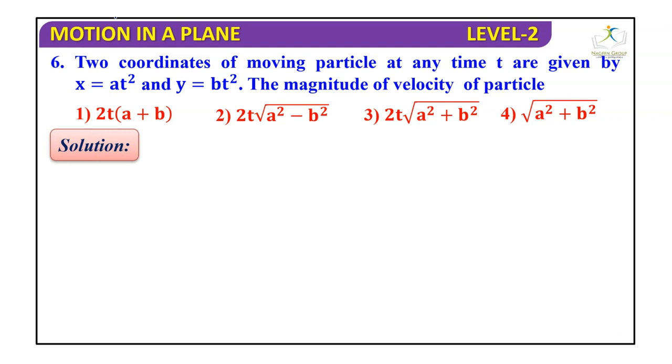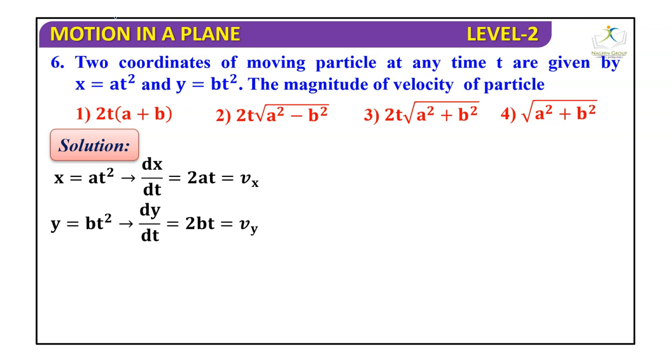So let's move with the solution part, students. x equals at square. So dx by dt we can get the value 2at, which is equal to velocity vx. So y equals bt square. dy by dt is equal to 2bt. This will give the value of vy.